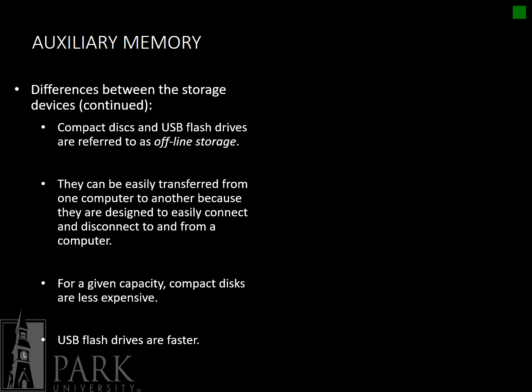So when we're looking at the difference between the different types of storage, you've got to look at whether they're online or offline. So compact discs and USBs are referred to as offline storage because you can actually remove them from the system. There's different price points with them all, like compact discs.